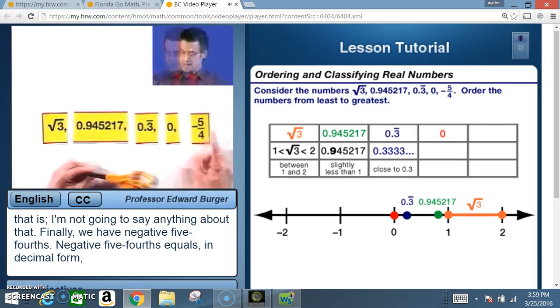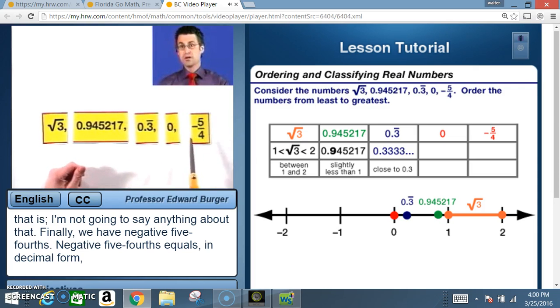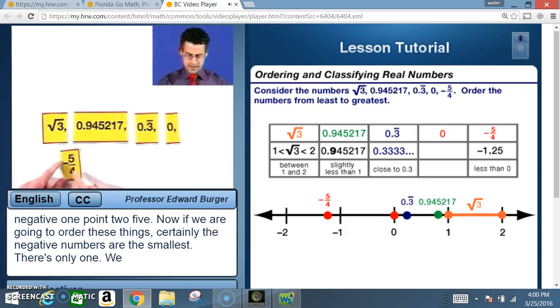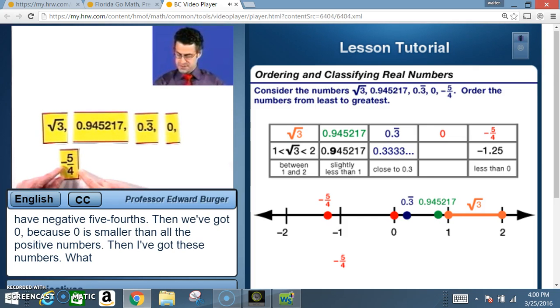And then finally, we have negative 5/4. And negative 5/4 turns out to equal, in decimal, negative 1.25. So now if we're going to order these things, certainly the negative numbers are the smallest. There's only one, so we have negative 5/4. Then we've got 0, because 0 is smaller than all the positive numbers.